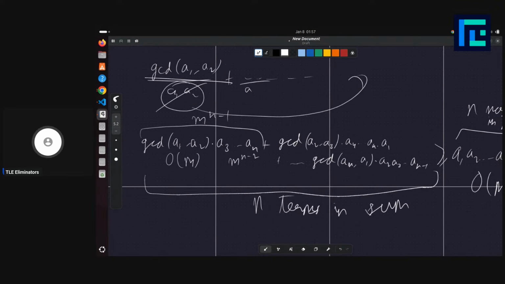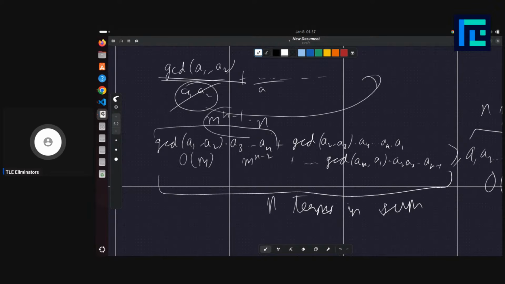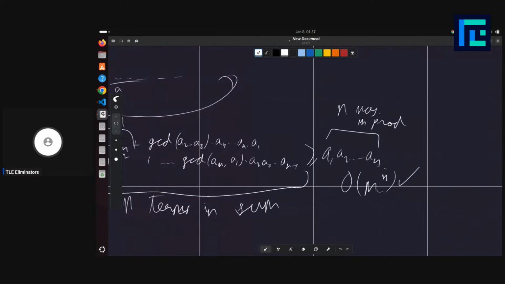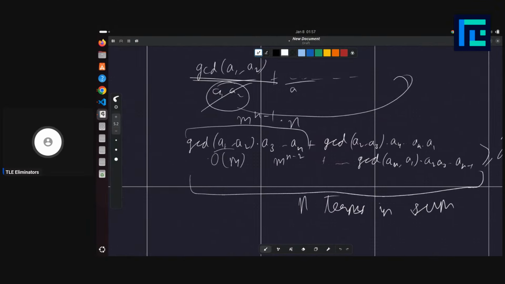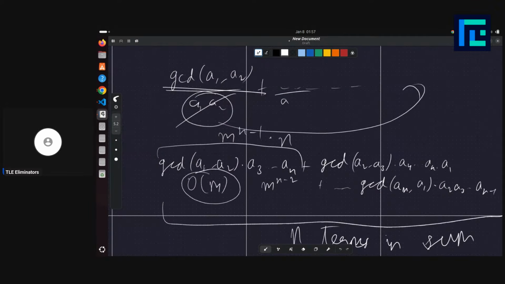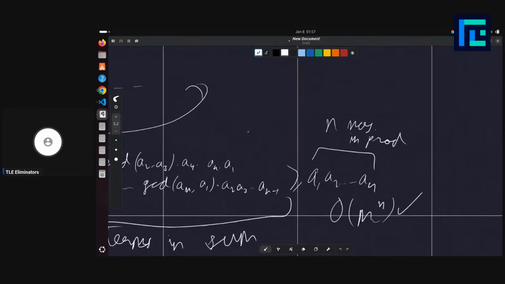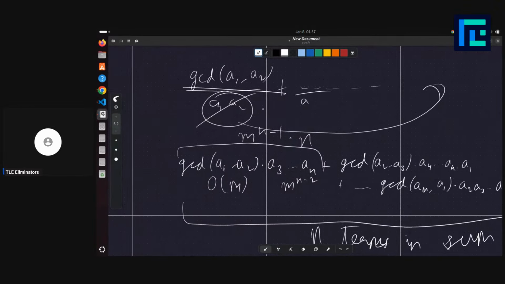And I have n terms, so it becomes multiplied by n, right? So approximately, this side is m to the power n minus 1 into n, and this is m to the power n. So both of these sides are approximately of the same order, right? But only if this GCD is O of m. Like if I get enough value from my GCD, only then will I be able to ensure that both sides have equal quantity. Okay, this is the main idea here, that this GCD of two numbers can be very small as well, right?